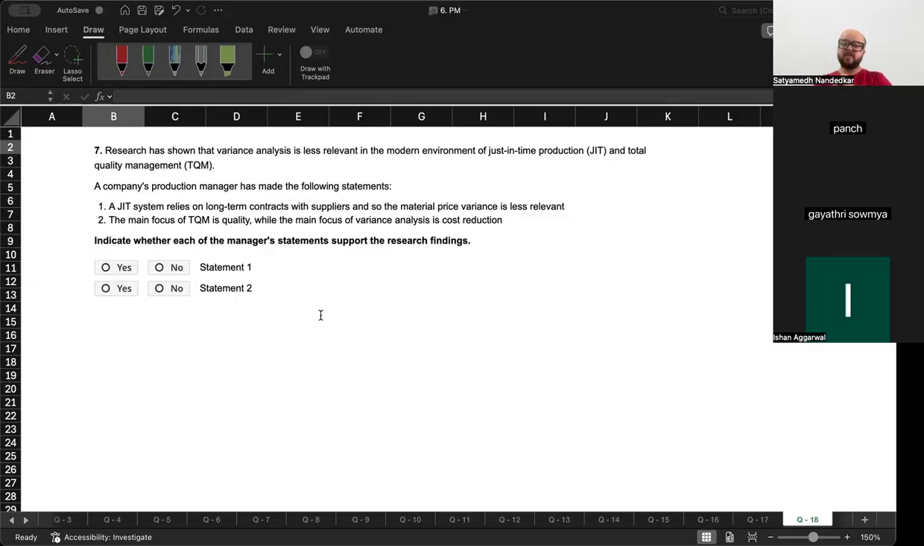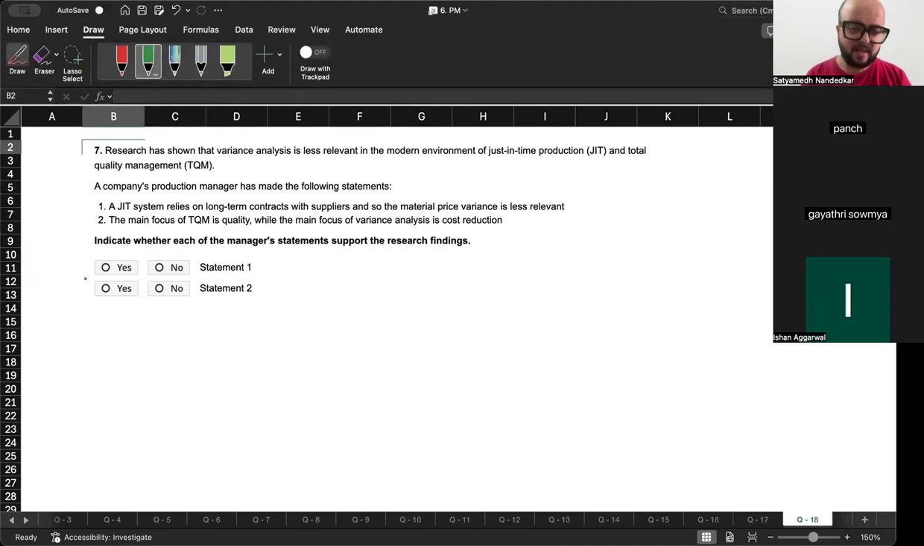So for express delivery also they will be willing to pay. These days I have seen this on Zomato, you add some 50 rupees, and you get express delivery. So with that in mind, see, in a just in time inventory system, people don't care so much about the price as long as they are getting the material when required, because in JIT they are trying to save on storage and warehousing and all of these costs. So JIT relies on long-term contracts and material price variance is less relevant.